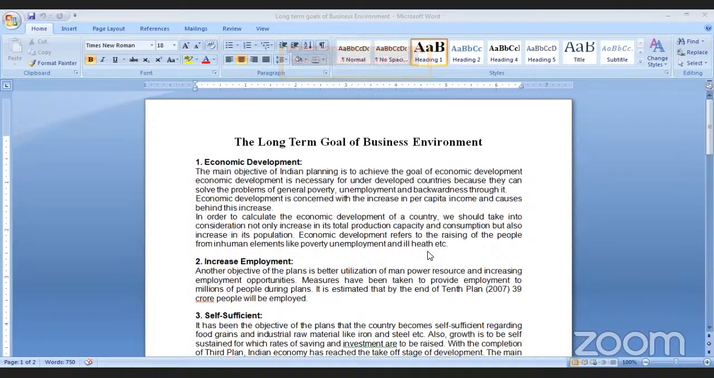Now, what are the long term goals of the business environment? Before going to that, we need to understand what is a goal and what is an objective. I think in the first, second or third class, we already had a discussion on what is a goal and what is an objective. Now, what is a goal?